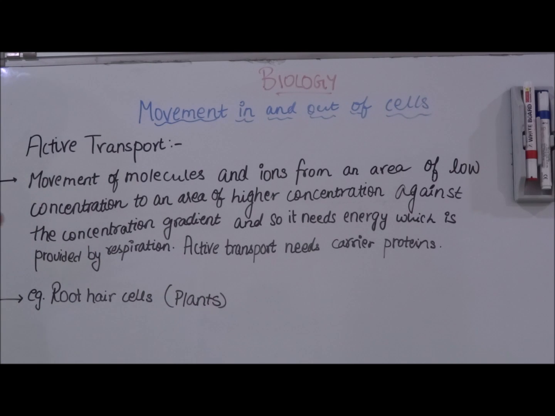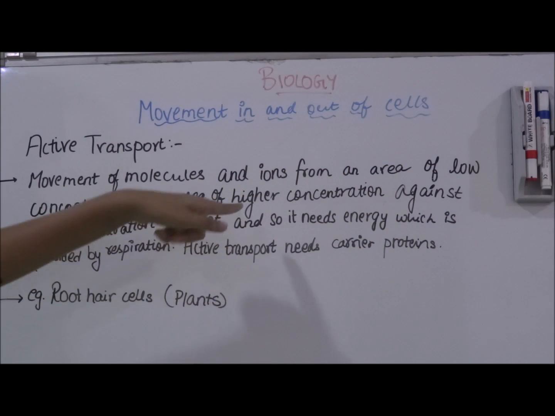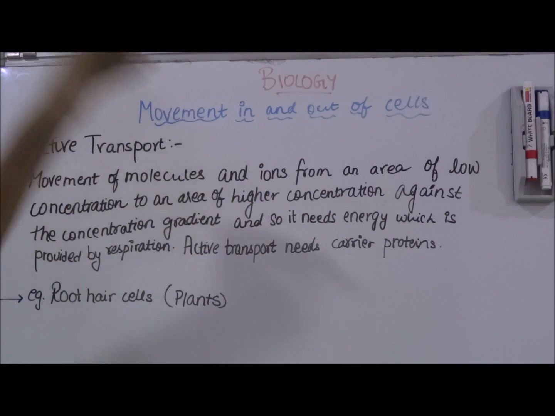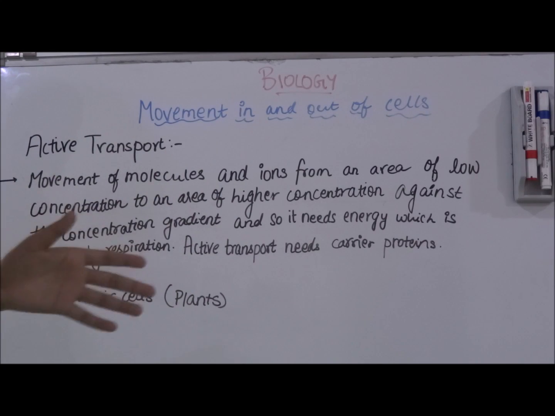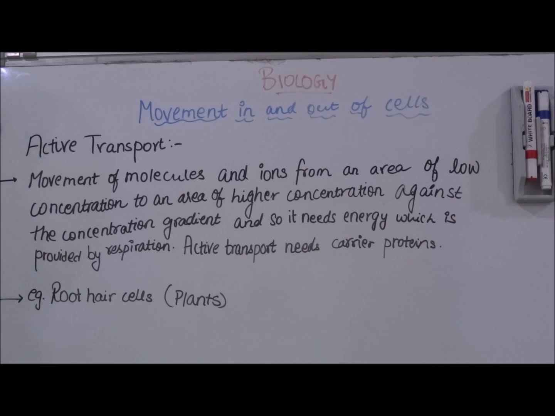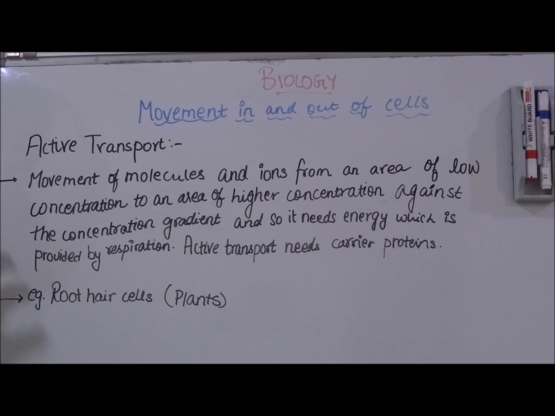In diffusion and osmosis, the molecules and ions move from an area of higher concentration to an area of lower concentration. That is down their concentration gradient, down the differences of their concentration. But here in active transport, it moves against the concentration gradient. That is from an area of lower concentration to an area of higher concentration.